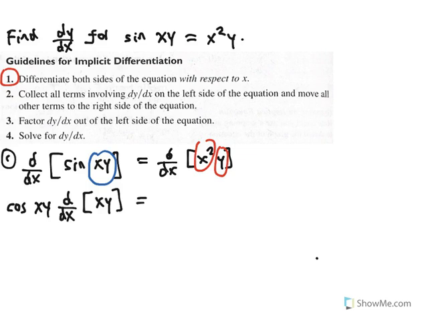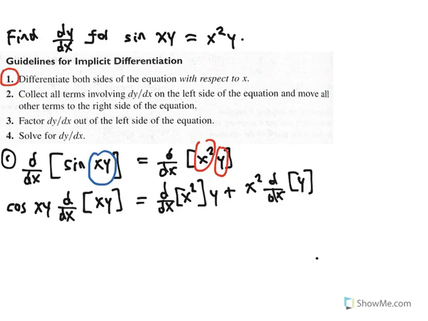And on the right side of the equation we have a product. So to find the derivative with respect to x of x squared y, we have to use the product rule. So we have the derivative of the first function times the second function plus the first function times the derivative with respect to x of the second function.